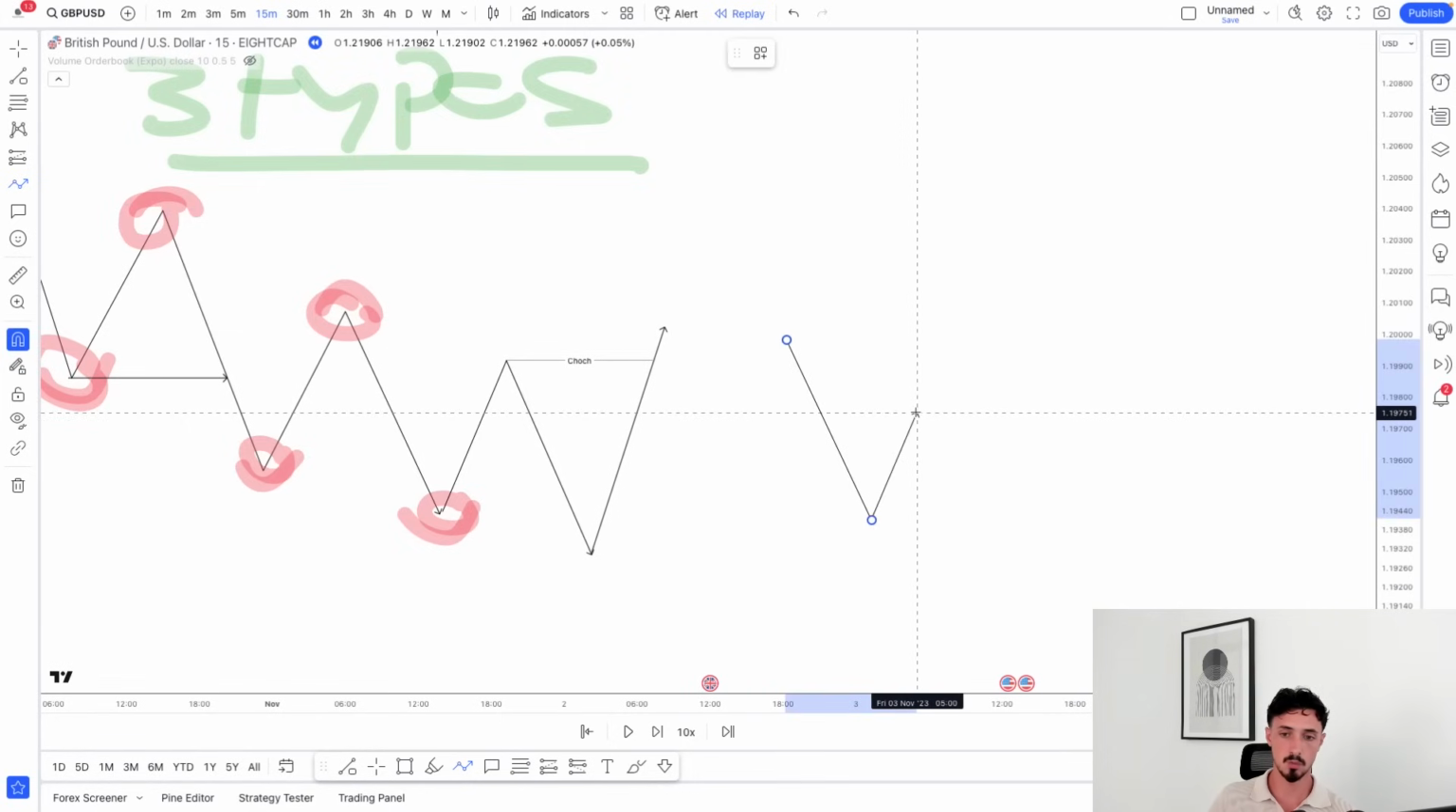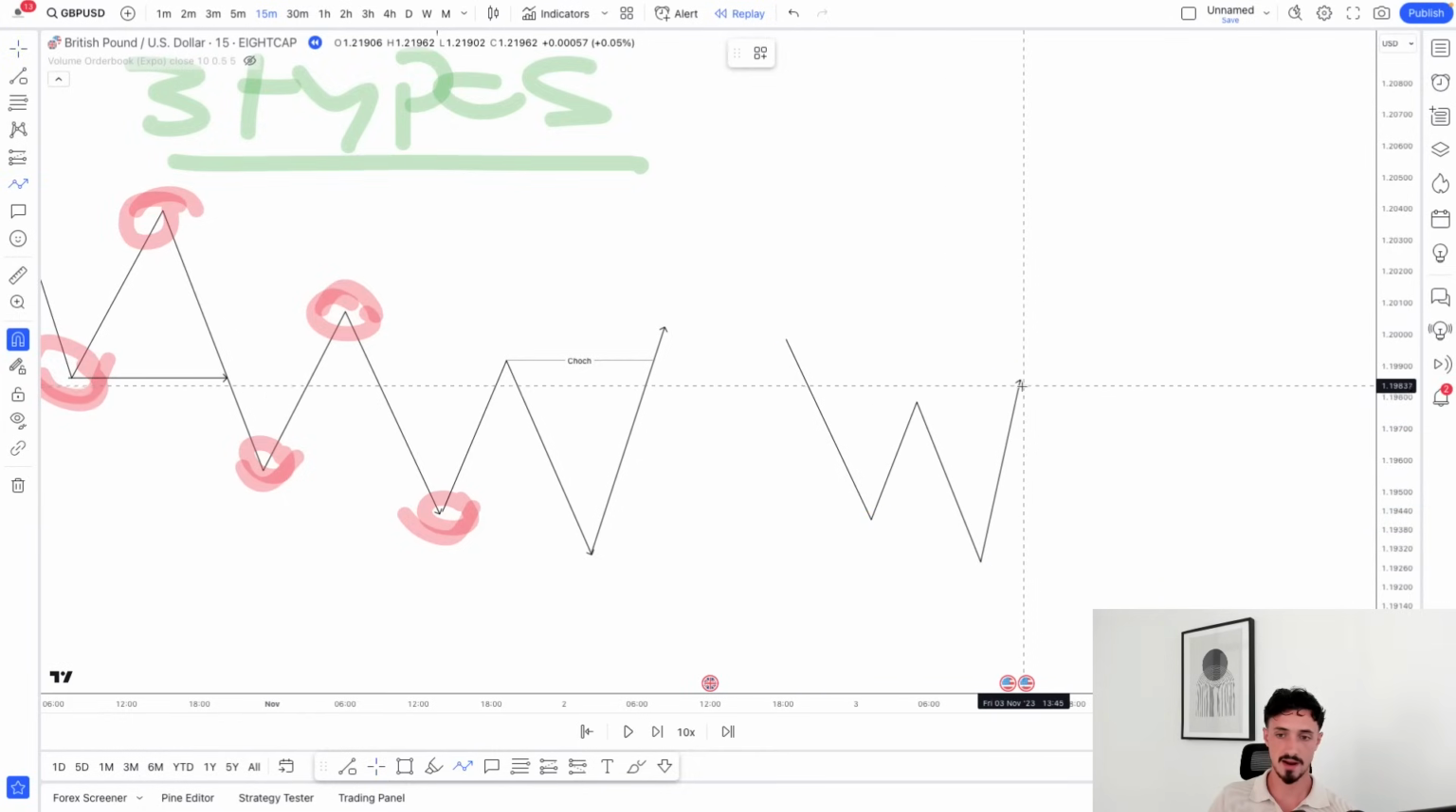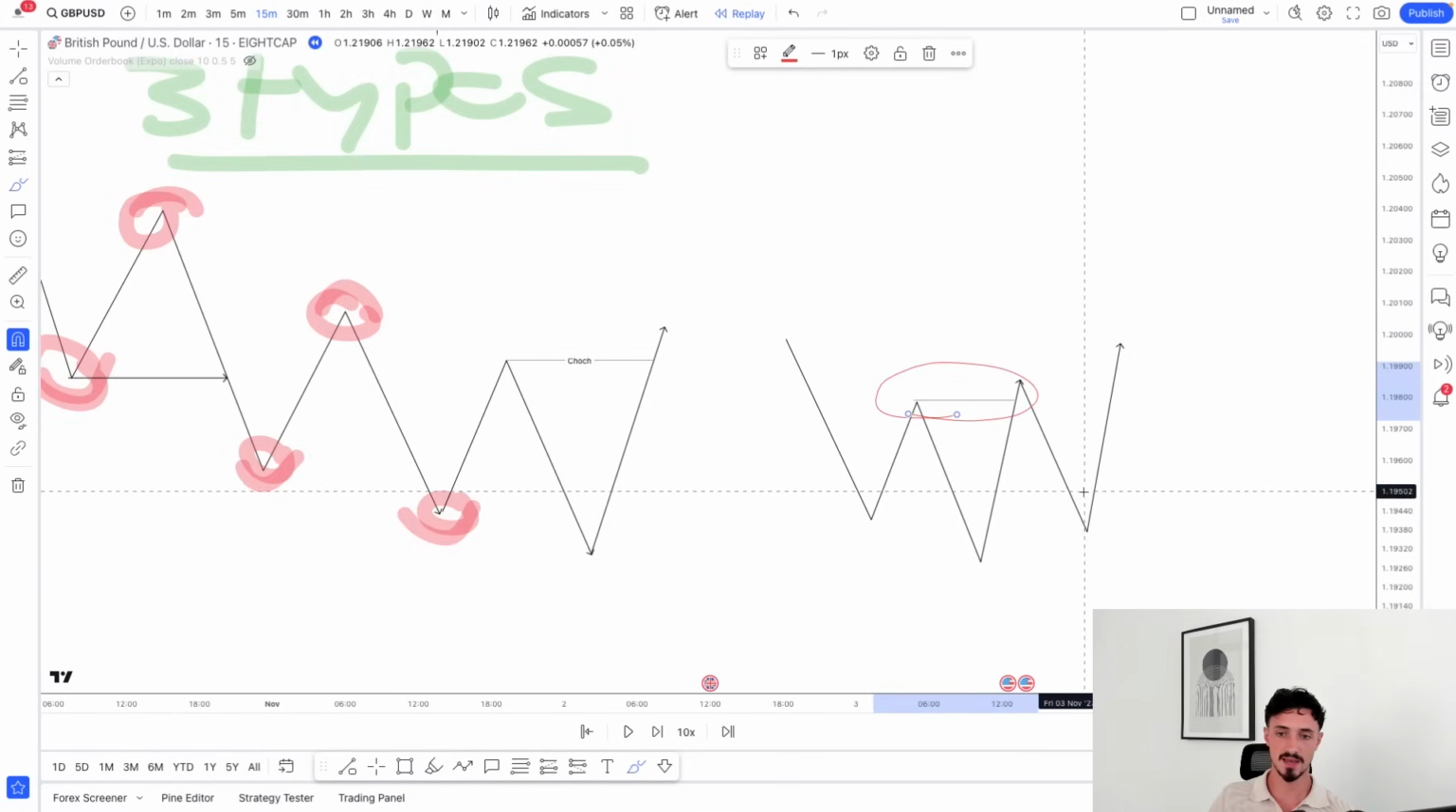And that is number one, change of character, right? So we were going from lower lows and now we've just put in a higher high. So that's change of character. Price pulls back, mitigation, continuation, right? So we have a change of character, which is essentially the shift from lower lows to, in this scenario, higher high, right? That's phase one. Essentially, that phase right there is phase one.